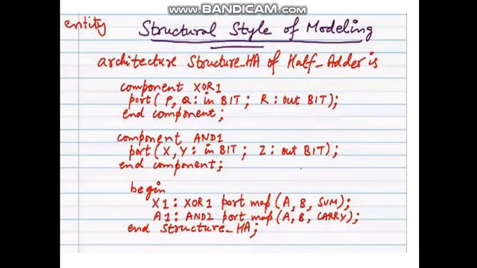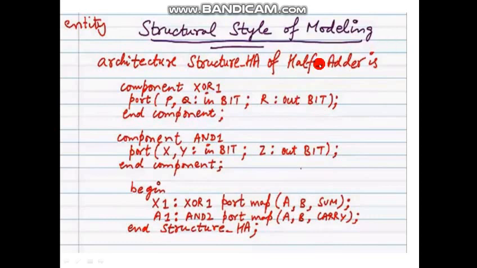Okay, I will take a simple example of the structural modeling. This is the structural modeling example. Here is a simple architecture of structural modeling: the architecture of structure HA. HA is the name of the architecture of the half adder, and half adder is the name of the entity.